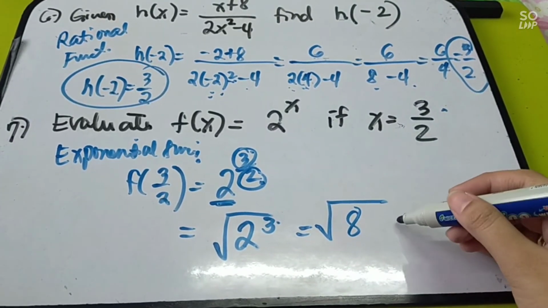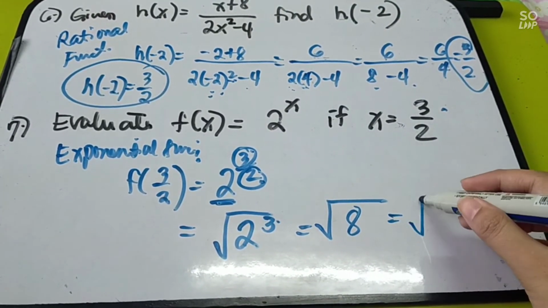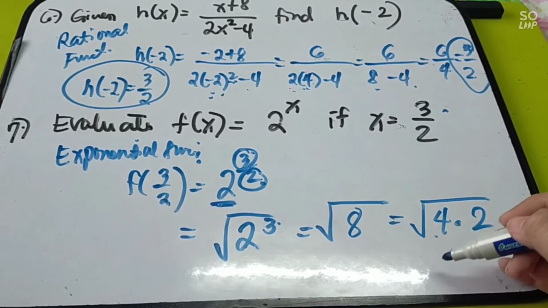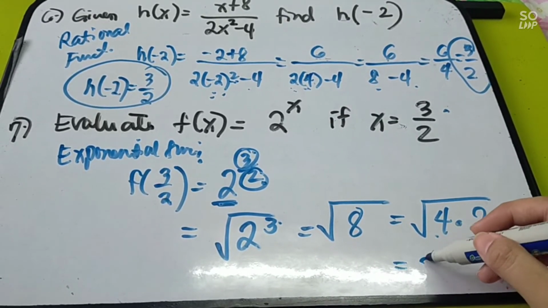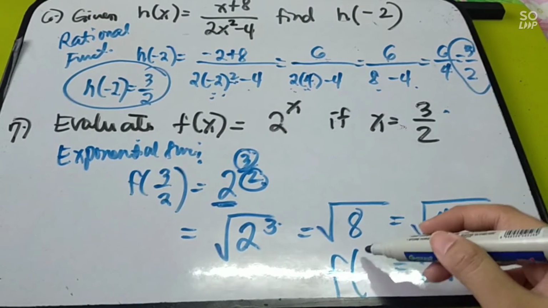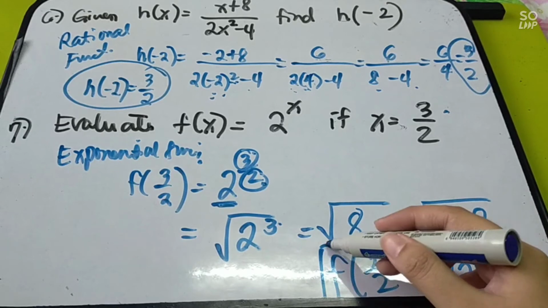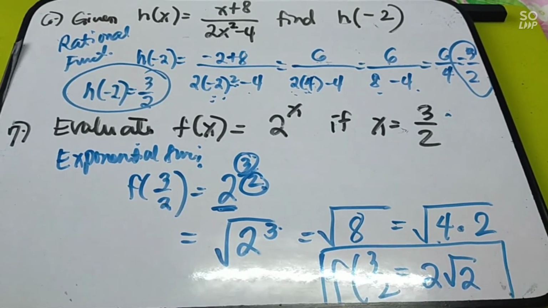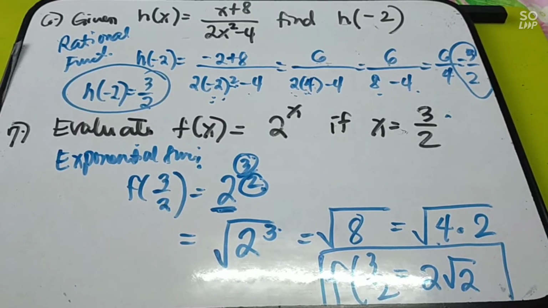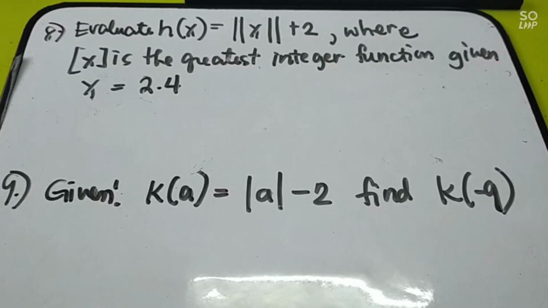So, let us have the factors of 8 na isang perfect square. We have here 4 multiplied by 2. The square root of 4 is 2. So, labas lang natin, 2 square root of 2. So, that is the function of 3 over 2. We're done. That is it. Okay? So, let us have 2 more examples. Last 2 more examples.